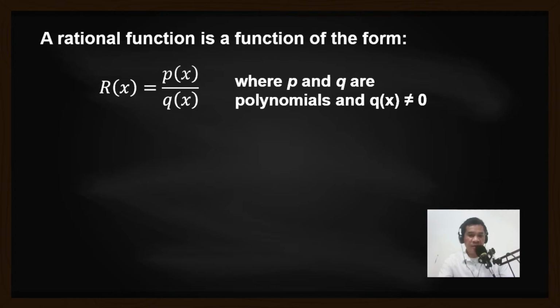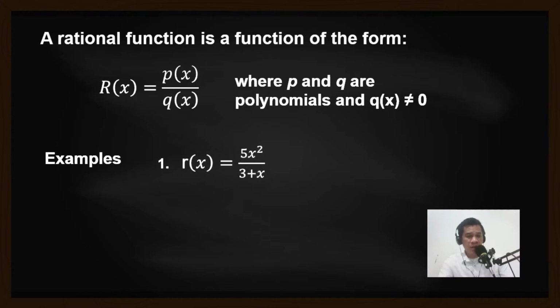Question: Sir, why can't q of x be equal to 0? It's because if our q of x is equal to 0, then what will happen to our function or expression? It becomes undefined. So we cannot determine the value. Now let's have an example of a rational function.